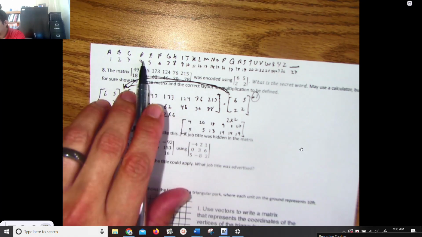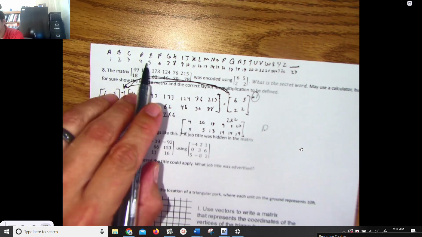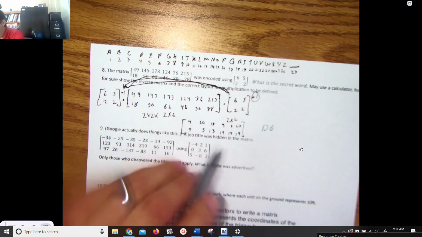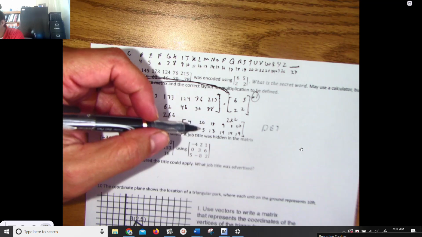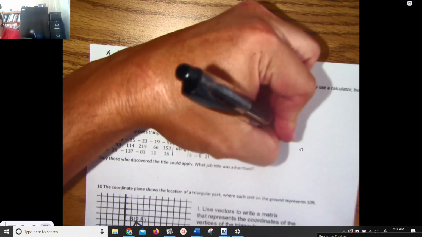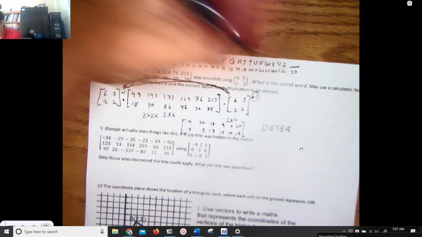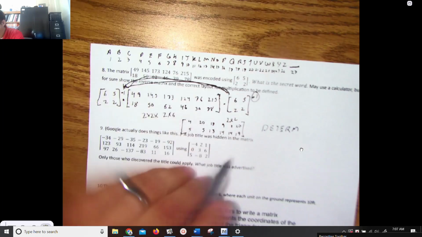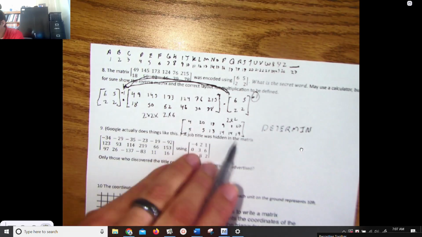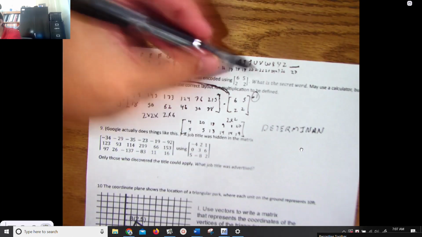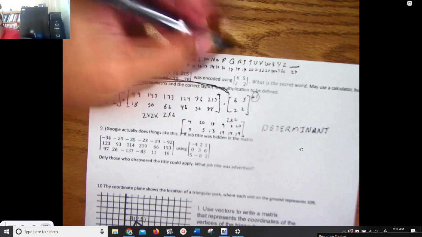So here's a 4. 4 is the letter D. Here's a 5, which is the letter E. Here's a 20, which is the letter T. I think I know where this is going, D, E, T. Here's a 5, which is an E. Yep, I know where this is going. 18 should be an R. 13 should be an M. 9 should be an I. 14 should be an N. 1 is an A. 14 is an N. 20 is a T. And 19 is an S. So, spelled determinants.